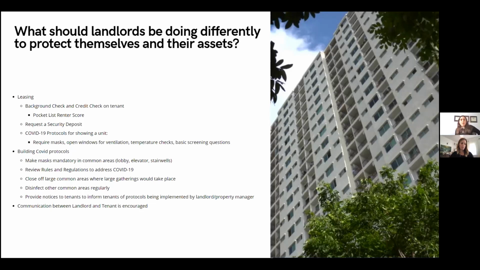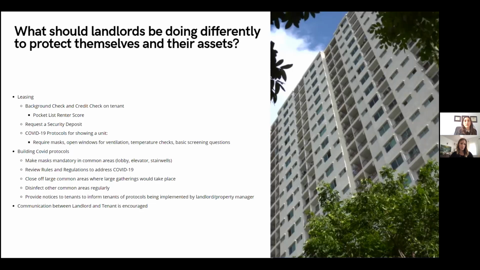Well, if you have empty units and you'll be showing them to prospective tenants, I think it's just good protocol and practice to have everybody who's coming into your building and into the unit wear masks, open windows for ventilation, do temperature checks, maybe some basic screening questions, just to make sure that you, the property manager, the broker, are protecting themselves and also perhaps protecting other tenants that are already in the building.